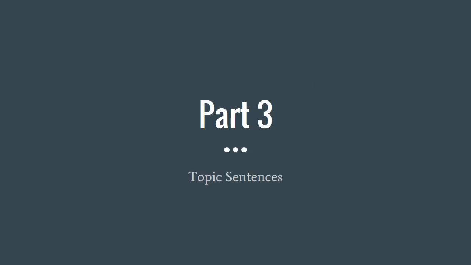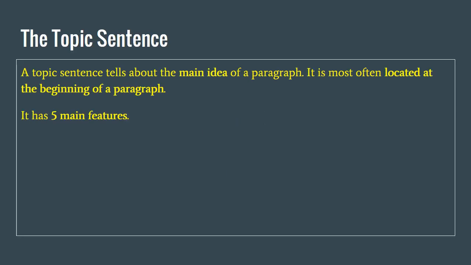Okay, so we've talked about paragraph and brainstorming. Now we're going to talk about topic sentences: how to write them, what they look like, the main basic structure. A topic sentence tells us the main idea of a paragraph, and it is most often located at the beginning of a paragraph, and it has 5 major features. So let's find out what those are.